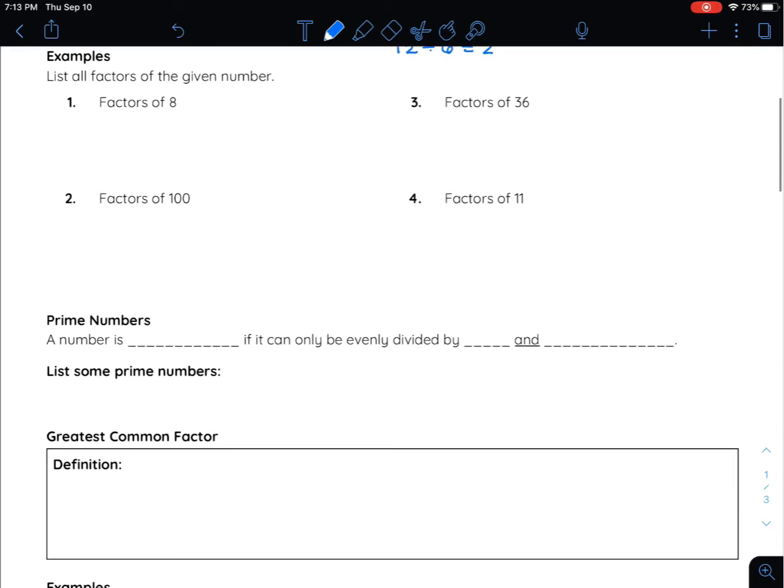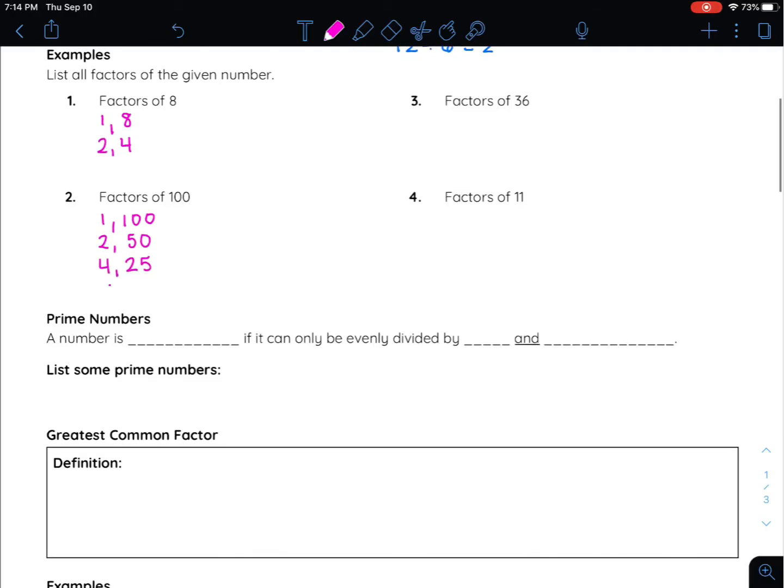So let's take a look at some factors here. Factors of 8. So we can just list them out. Things that multiply to give us 8. So that would be 1 and 8, 2 and 4. How about 100? 1 times 100, 2 times 50, 3 doesn't go in, 4, think about quarters, so 4 times 25, 5 goes in, it's actually 20 times, 6, nope, 7, nope, 8, nope, 9, nope, 10, and 10. And then you can see it kind of wrapped around. So like if we were to list this underneath, it wraps around.